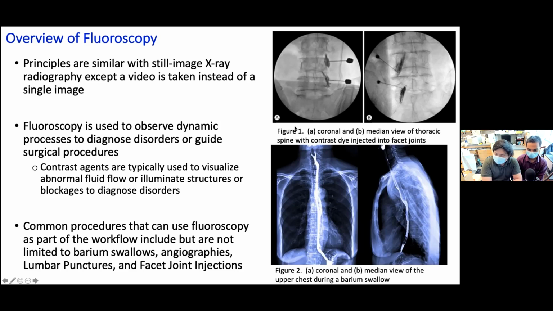In Figure 1 over here, we see what we call a facet joint injection. What is done here is that the joints are wearing away and causing a lot of pain. So the doctor injects the joint with an iodine contrast agent, and this allows the doctor to visualize that the needle is inside the facet joint. So they're able to inject painkillers into the joint itself and relieve pain.